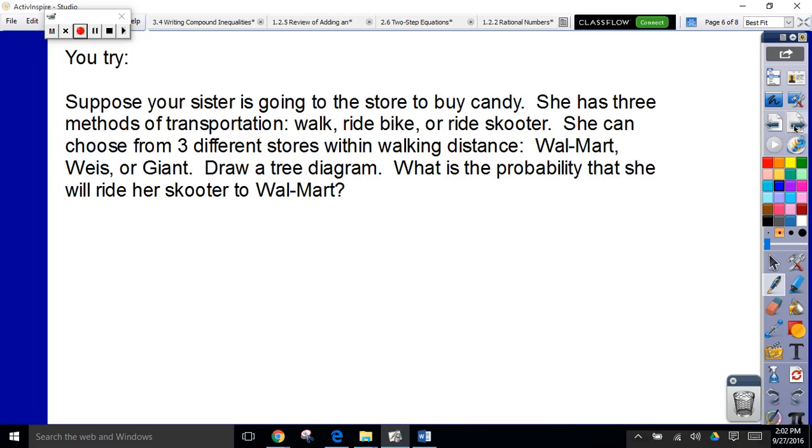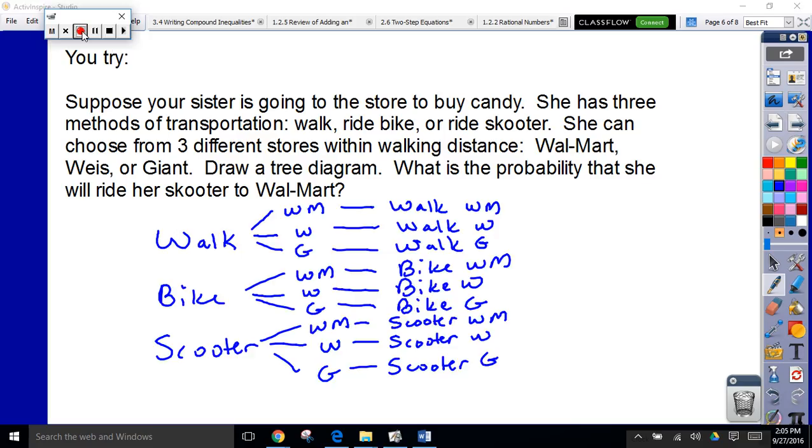We're going to pause the video, give you a chance to draw your tree diagram, and then we'll come back and check. Okay, so this is all filled out for us now. Hopefully if you filled it out, you did it the same way. What is the probability that she will ride her scooter to Walmart?